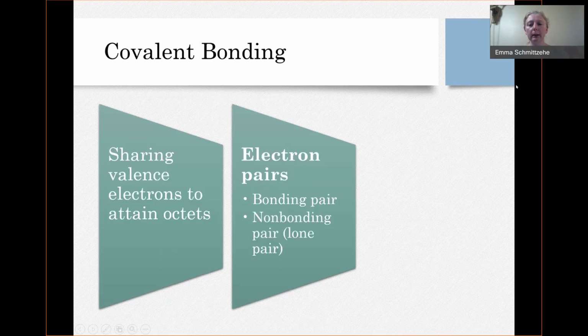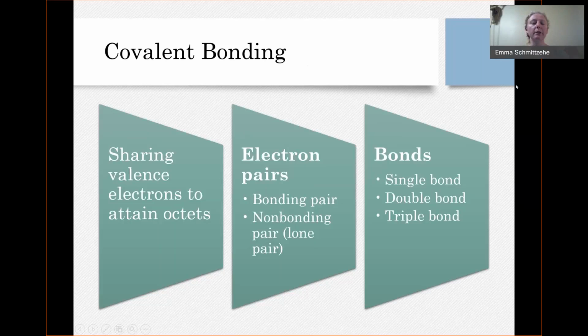Now, with the bonding, we can have three different types of bonds. You can have a single bond, you can have a double bond, you can have a triple bond. Okay, and each one of those we just represent with lines. And so a single bond is one line, a double bond is two lines, a triple bond is three lines. And each line represents two electrons, or a bonding pair.